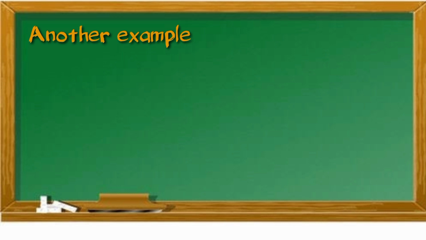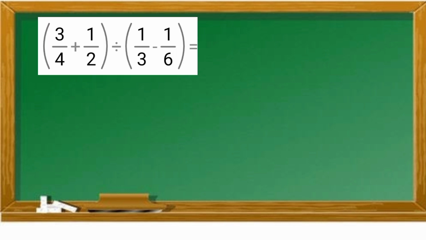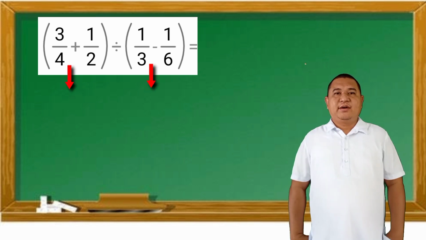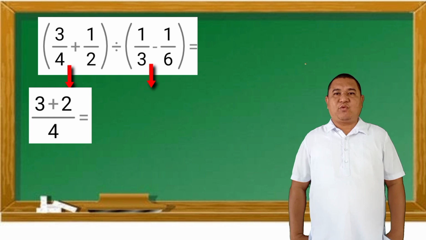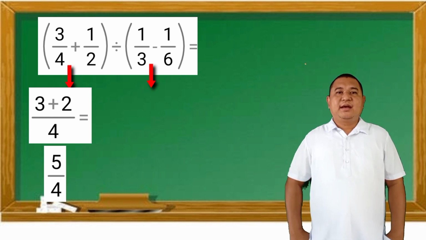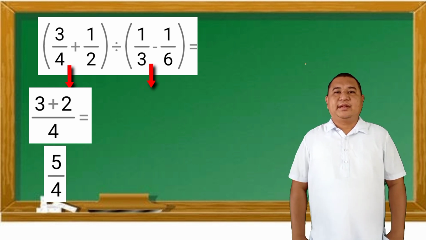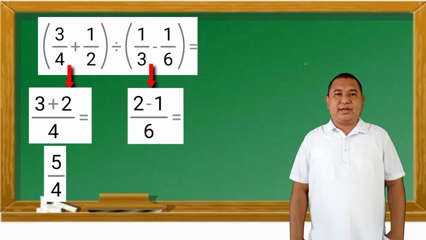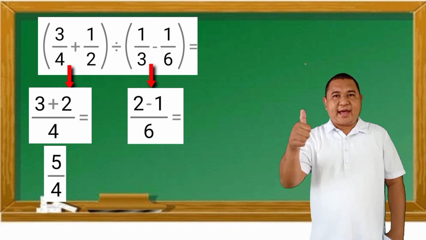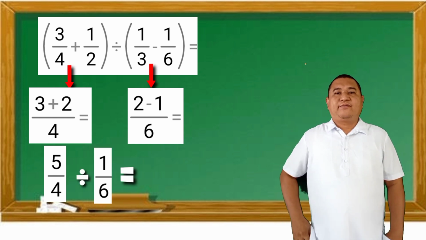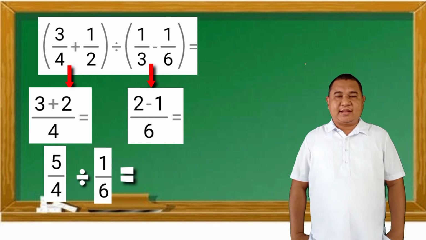Another example. Divide the sum of 3/4 and 1/2 by the difference of 1/3 and 1/6. First, find the LCD of 3/4 and 1/2. Then add. The sum is 5/4. Next, find the LCD of 1/3 and 1/6. Then subtract. The difference is 1/6. 5/4 now is the dividend and 1/6 is the divisor.